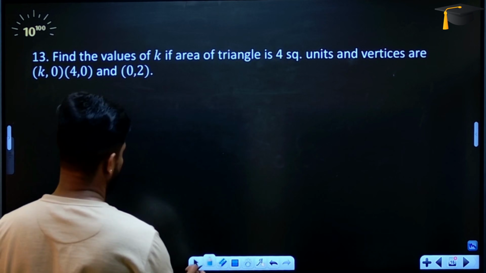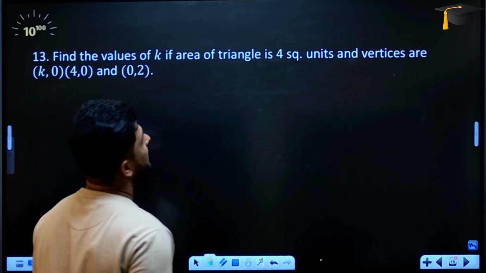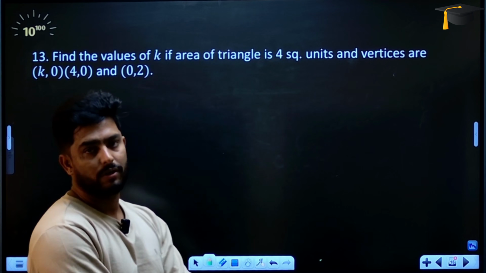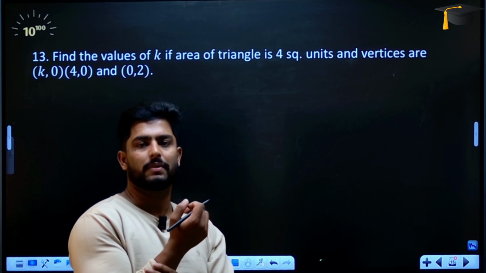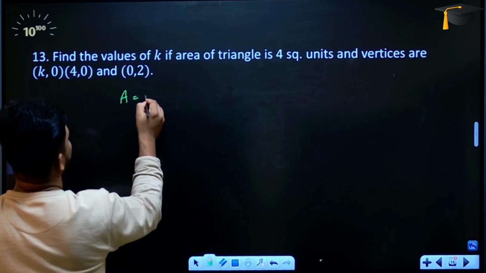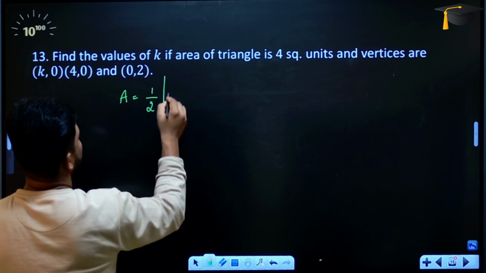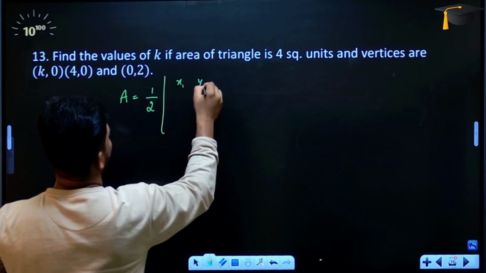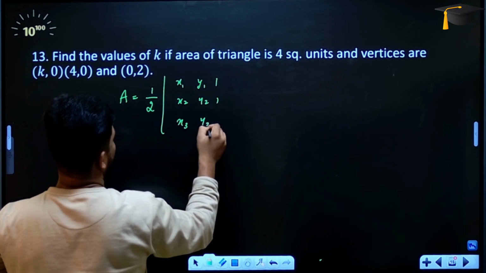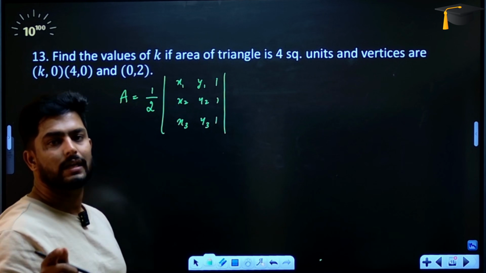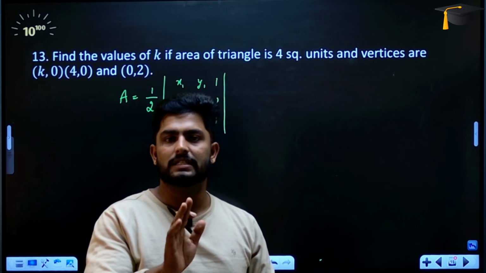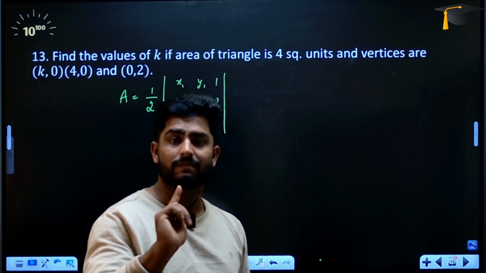Next, find the value of k when the area is 4 square units. So this is very important. There are so many things, you will make mistakes here. So the first thing is the area of triangle formula. So area is equal to half of, this is the formula, x1 y1 1, x2 y2 1, and x3 y3 1. Here they're asking us to find the unknown value k by giving the area, right? So that area you have to consider as plus or minus. This is one thing everybody will miss.